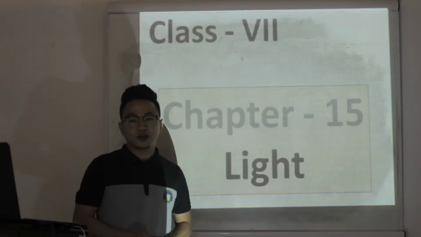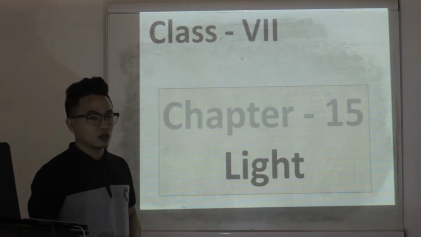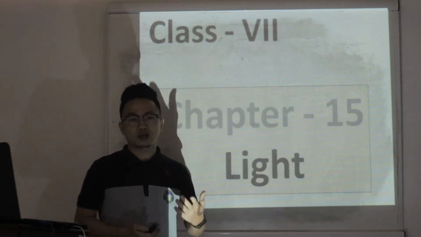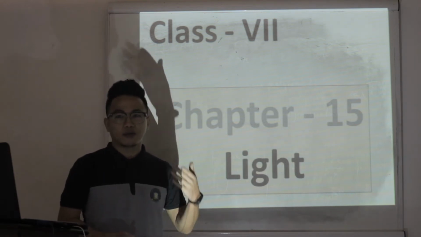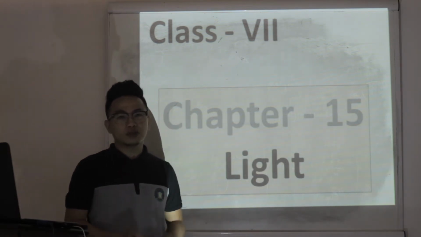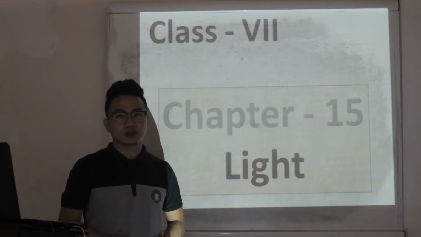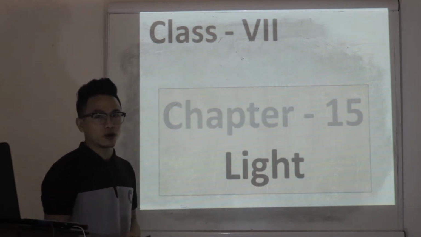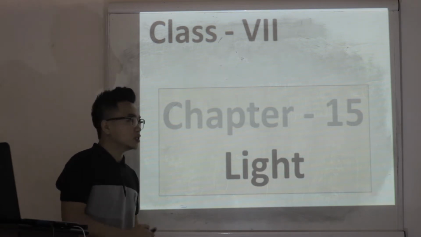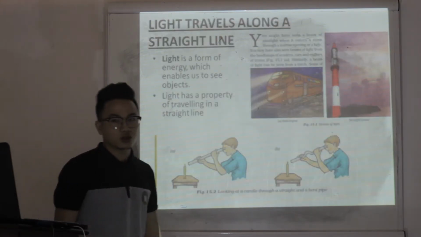Today we're going to study light, chapter 15. In this chapter we'll study reflection, refraction, convex and concave mirrors, as well as lenses, prisms, and the dispersion of light. We'll discuss light as we have mentioned before.